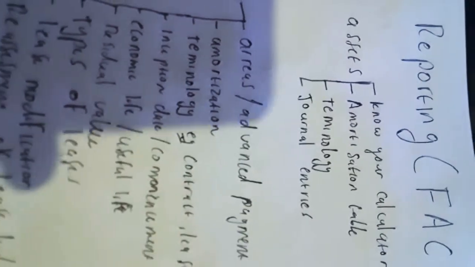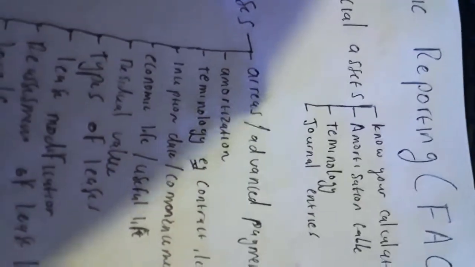Also know how to do an amortization table. Also know your terminology. You know what a bond is, your maturity date, those kinds of terminologies. These are very important. You need to know those things. And journal entries, guys, you cannot escape journal entries, your debits and credits. This is something you need to keep in mind and also revise if you have challenges there.